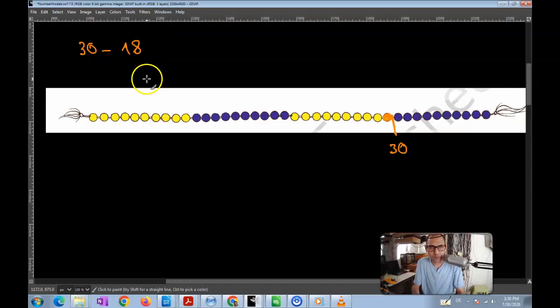So an 18 would be a 10 and an 8, for example. So I take away all of these 10 beads all the way up to here, and then I take away all of these 8 beads over here, and then what remains is all of these beads from the beginning all the way up to here. So I put my marker over here, and then I can count. That's a 10 plus a 2, that's a 12. So that means that 30 minus 18 is equal to 12.